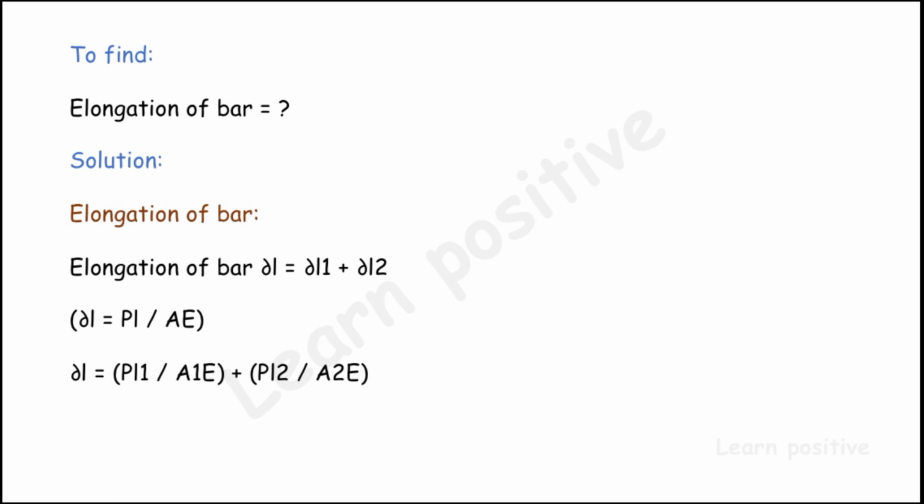The length and area are varying, so I put L1, A1 and L2, A2 in the formula. The overall length is 1000 mm, L1 is 500 mm and L2 is 500 mm, because the question says it has two equal segments. One segment has 500 mm, the other segment also 500 mm, and the total is 1000 mm. The next one is tensile stress, which is load by area 1.